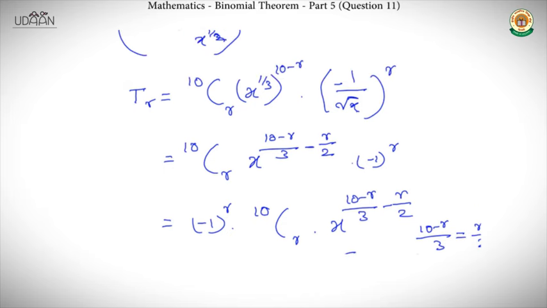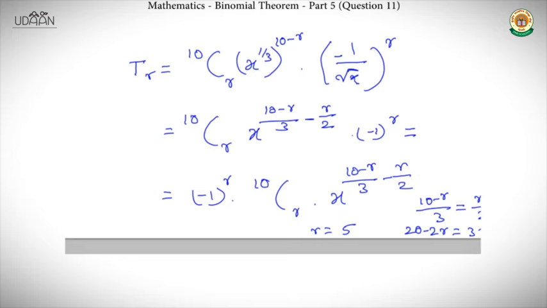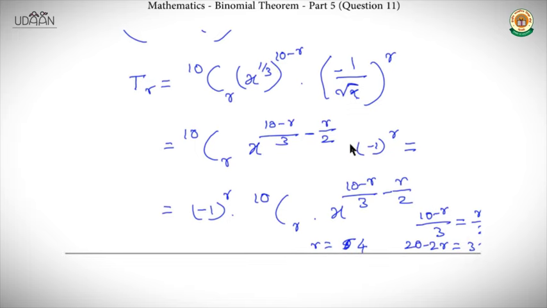Won't r be equal to 4 if you solve the equation? Yes, sorry, r is equal to 4. All you did was make the exponent of x equal to 0, since you wanted the term to be independent of x. Exactly. So we'll substitute it in the general term.